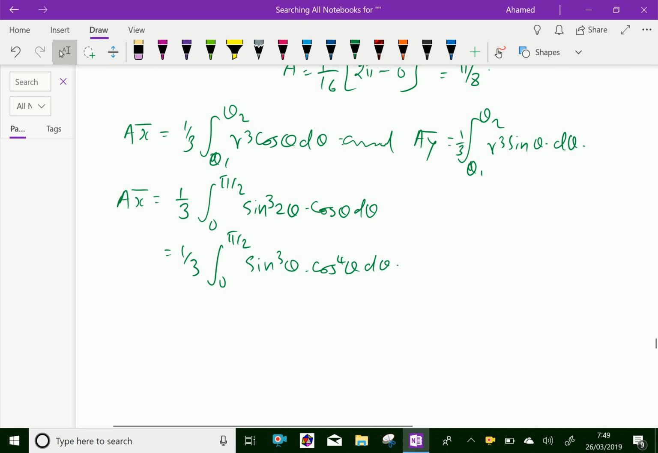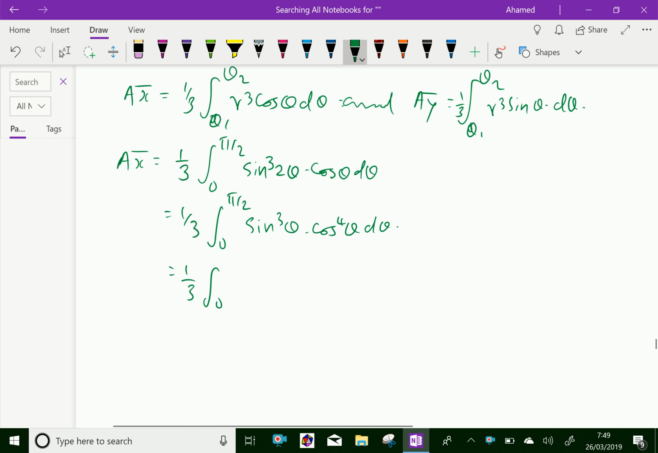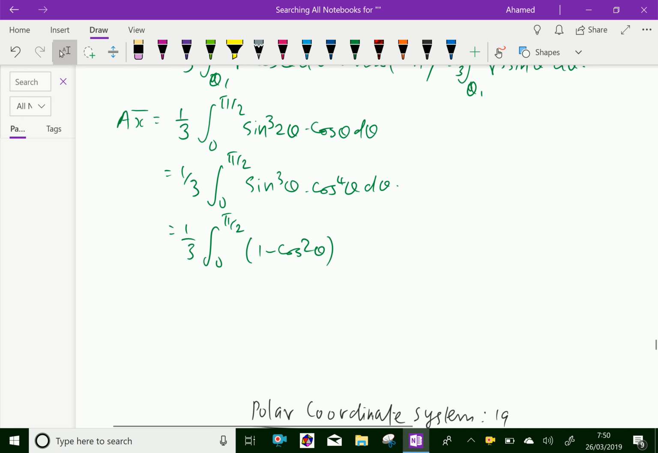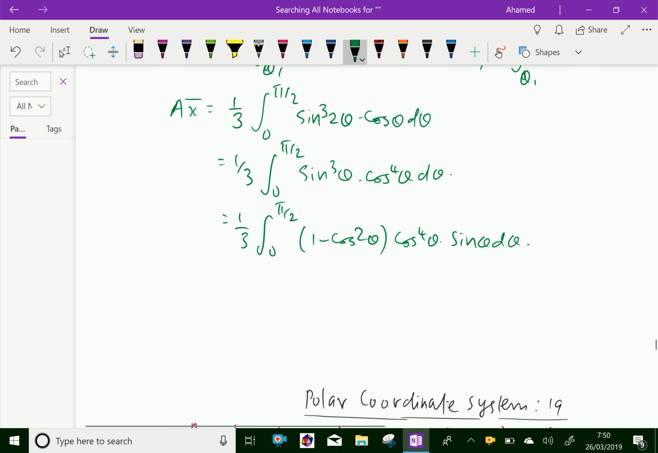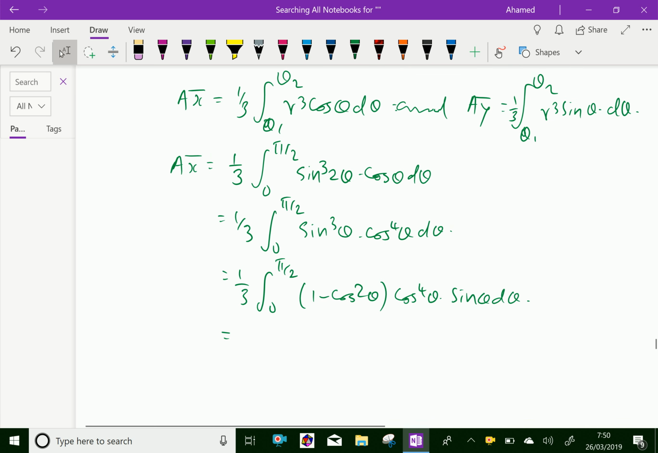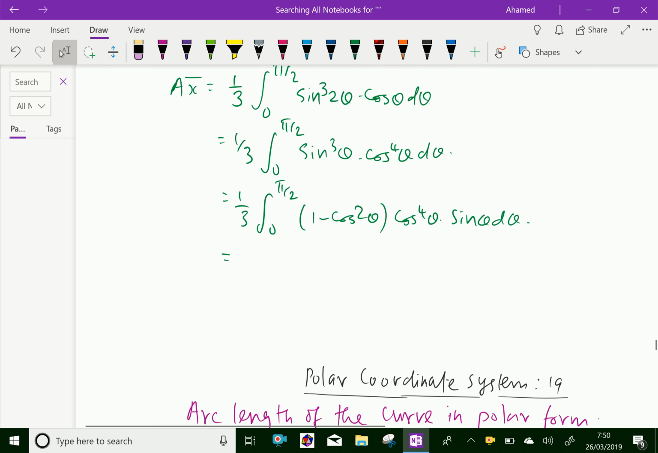Now, which is further expanded like 1/3 of the integral from 0 to pi by 2. Sine cube theta into cos power 4 theta is 1 minus cos square theta for one sine square, and the one more sine is balanced, that is, here you can write cos power 4 theta into sine theta d theta. Then we can use the area of the figure that we already have, pi by 8.